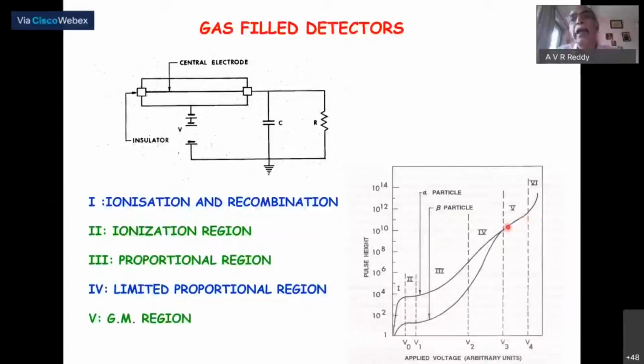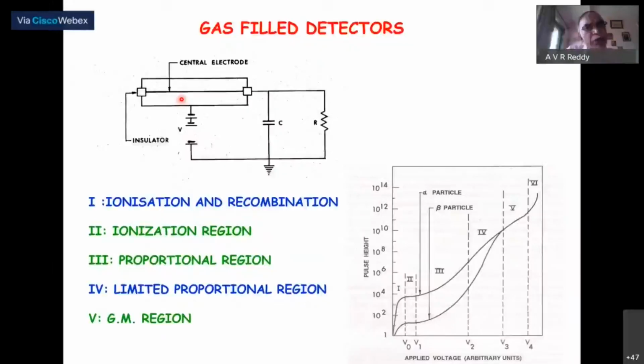Therefore, I get this height. And this region is called the GM region. If you go on increasing the voltage further, what will happen? There is a positive layer of charge. Electrons are reaching the anode.